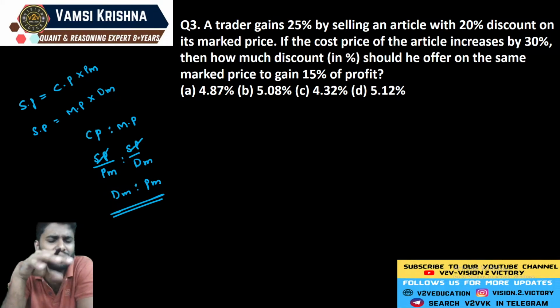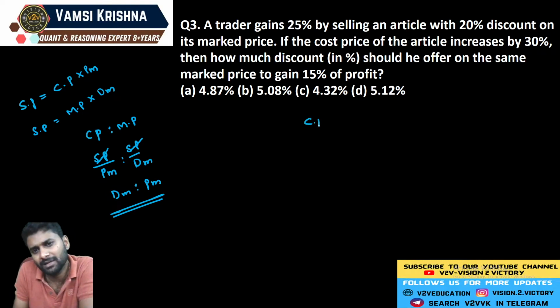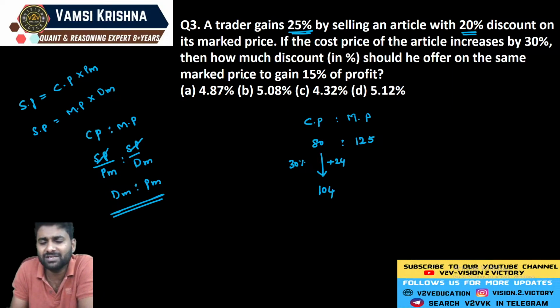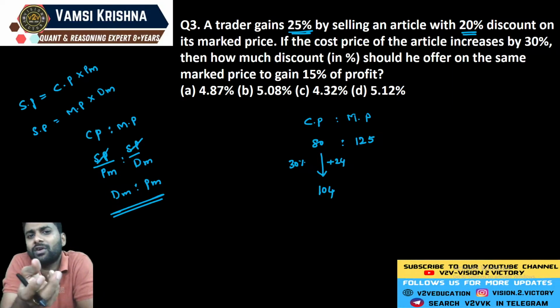You can save your time if you know how to find the ratio of CP to MP. So CP value depends on the discount multiplier and market price depends on the profit multiplier. Now let me take a ratio here, cost price to market price. They clearly mention a gain of 25%, which means the profit multiplier is 125. Discount of 20%, now it becomes 80 units. Now they clearly mention that the cost price of the article is increased by 30%. So 30% means it increases by 24 units. Now it becomes 104.